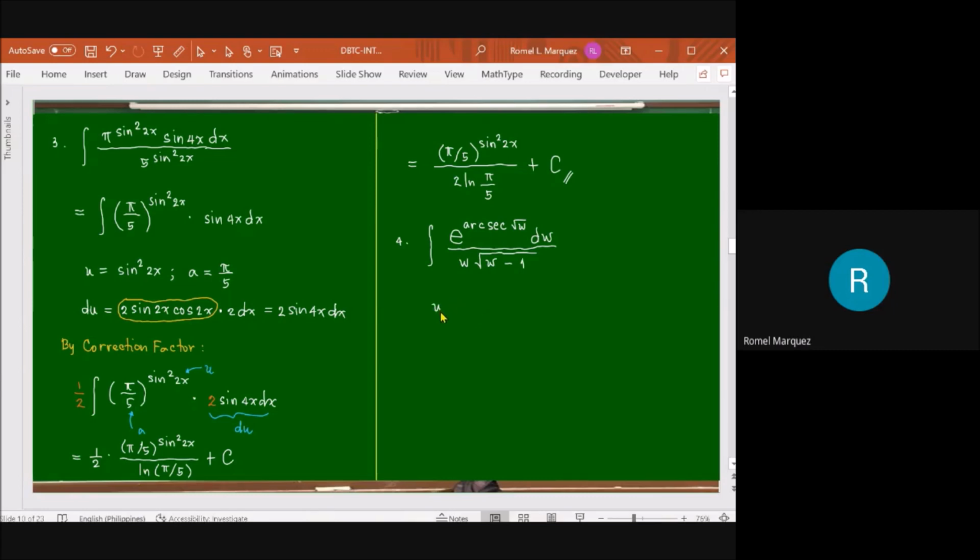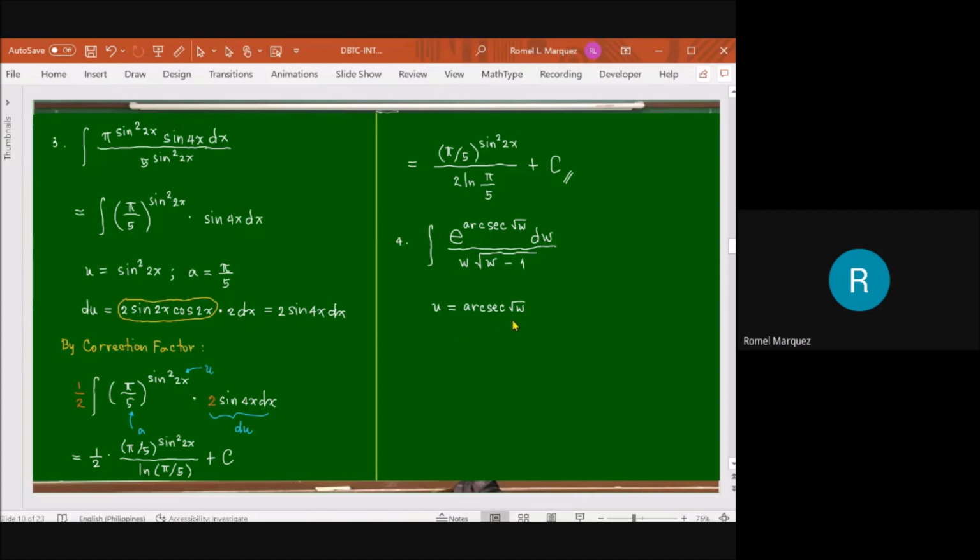Okay. So what is our u here, guys? Arc secant of square root of w. I'm not really sure if this problem will really have a solution. So let's just fix it in case it will not. So our a is e, so no problem with that anymore because we have a direct integration of integral of e to the u du, and that is e to the u plus c.